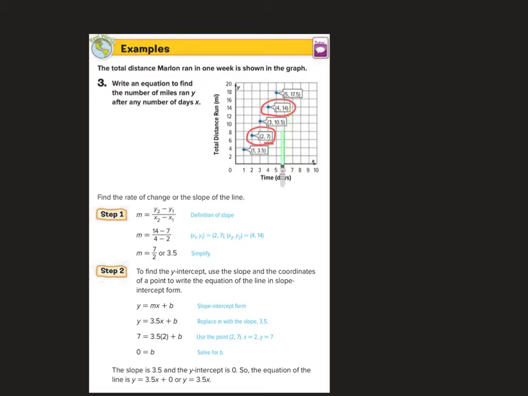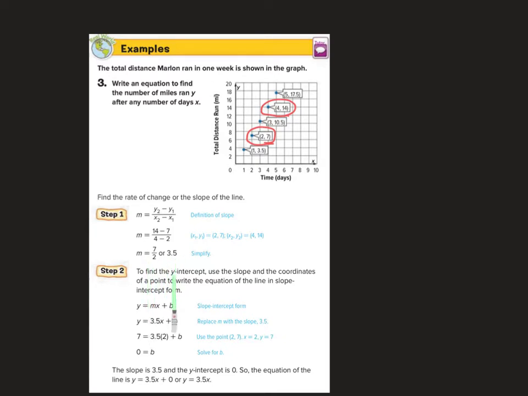So we would take 14 and subtract 7, y2 minus y1, and that's shown right here in the numerator of the equation, 14 minus 7, and then 4 minus 2 in the denominator of the equation. When we subtract, we get 7 over 2, and we divide, we get 3.5. So the slope is 3.5.